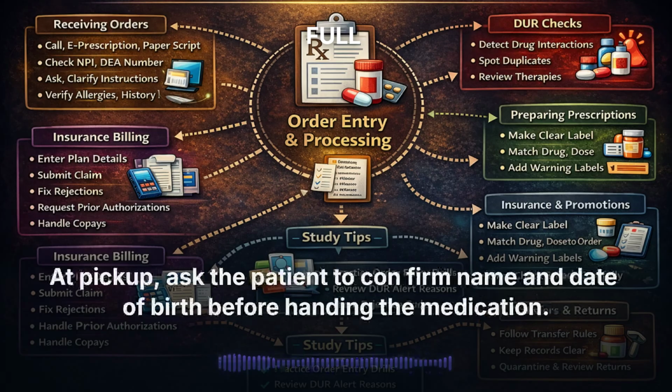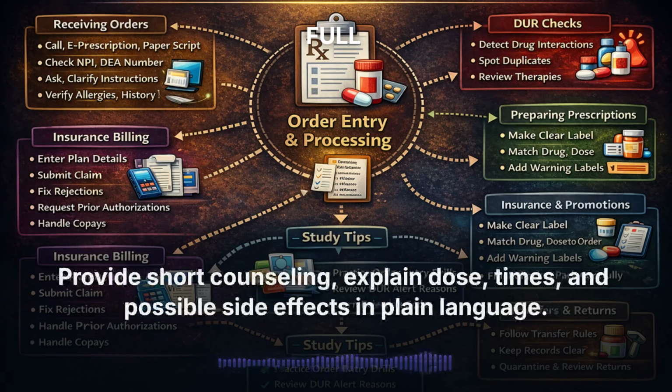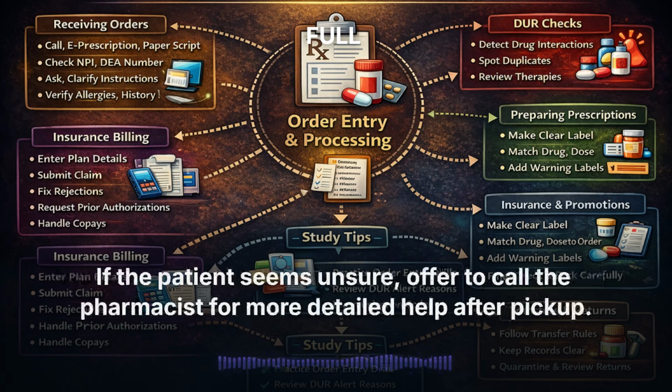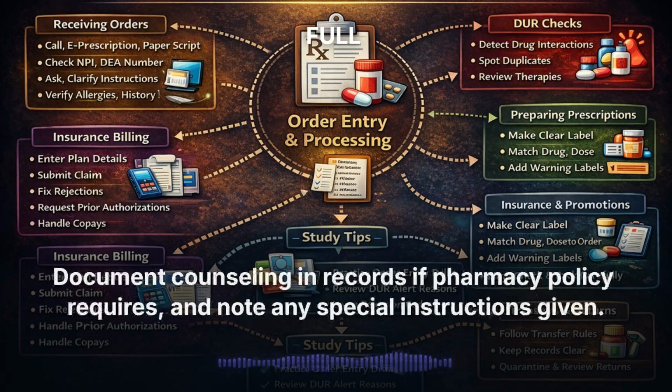At pickup, ask the patient to confirm name and date of birth before handing the medication. Provide short counseling, explain dose, times, and possible side effects in plain language. If the patient seems unsure, offer to call the pharmacist for more detailed help after pickup. Document counseling in records if pharmacy policy requires, and note any special instructions given.